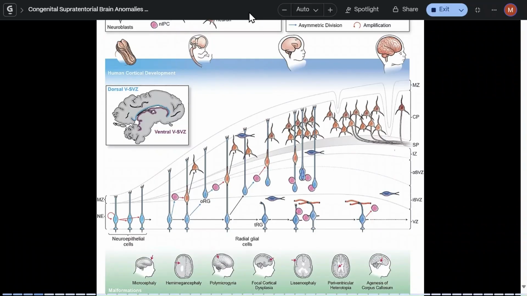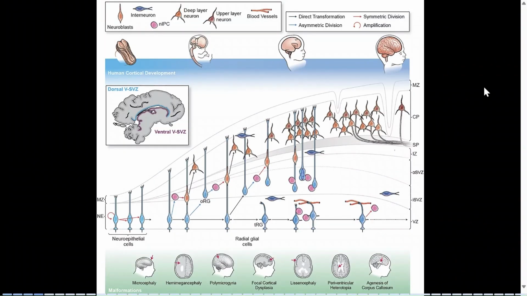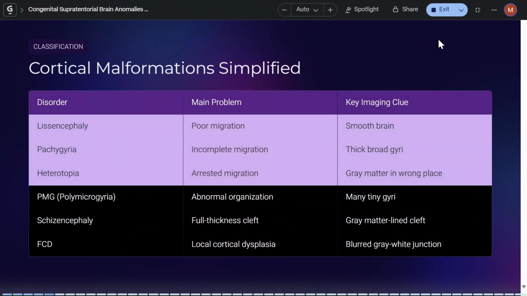Now this is another diagram explaining neuronal formation and migration. In the last line, you can see that there is microcephaly, then there could be hemimegalencephaly, polymicrogyria can occur at this stage, then we have focal cortical dysplasias. These things are after post-migration, and then we have Lissencephaly and periventricular heterotopias, which are during-migration things. Agenesis of the corpus callosum is also part of the spectrum that we will be discussing in detail in the next video.